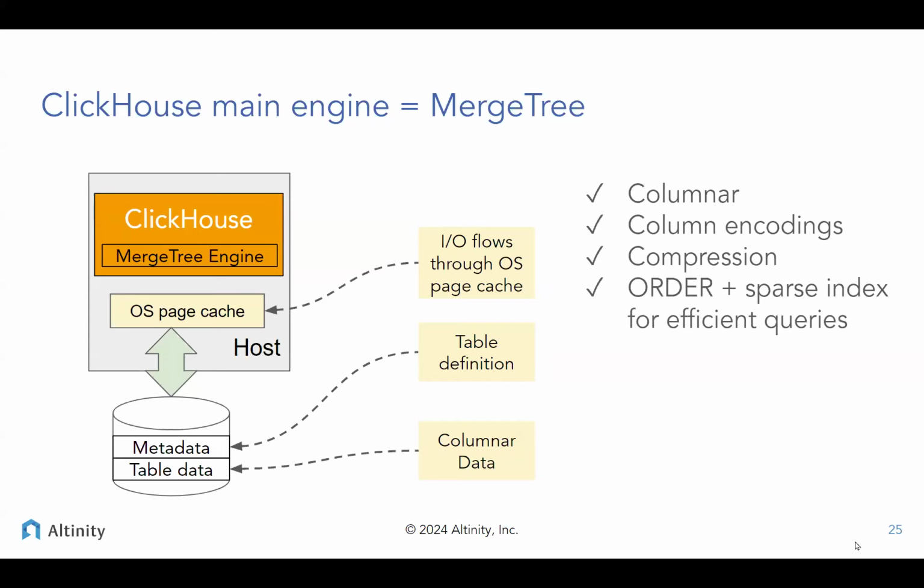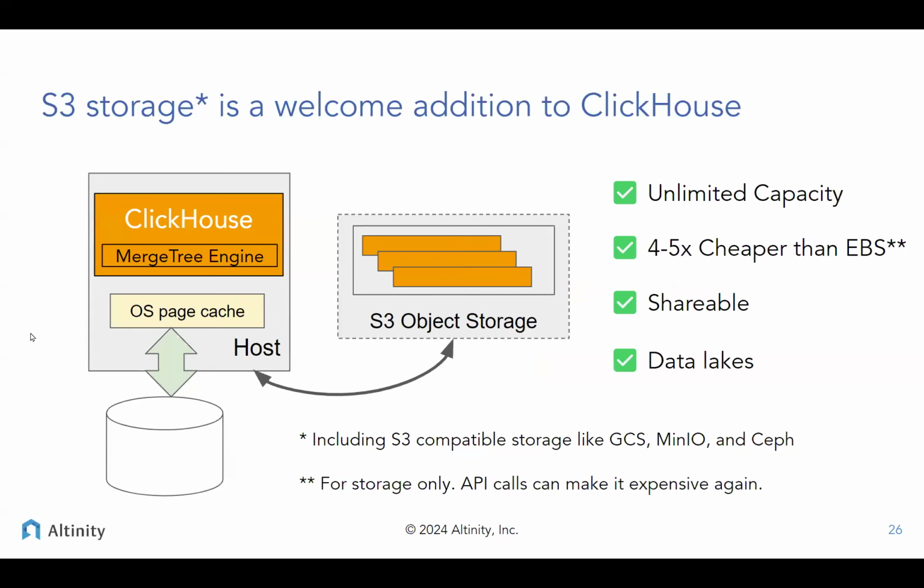All of these things are MergeTree features that allow us to query data very, very quickly. So that is the standard and the traditional way that storage is managed. What we now have, since, I think, about 3 years ago when this really began to emerge, is that we can now not only store the data on block storage, but we can store it on object storage.